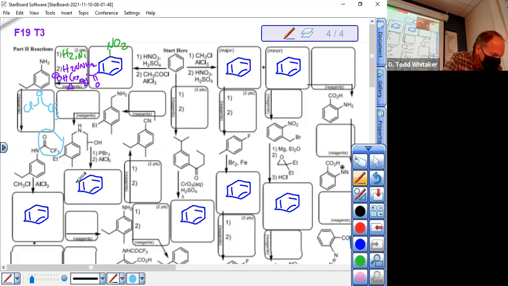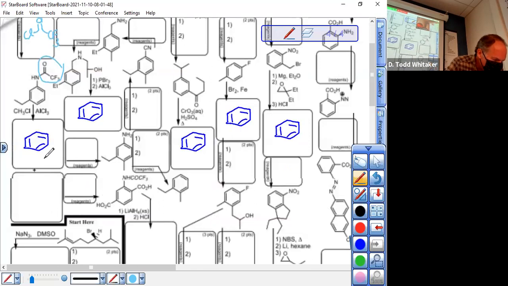All right, now we've got aluminum chloride. We're going to put a methyl group. Which of these two directors is more powerful is the question. And any nitrogen with a lone pair is more powerful than a hyperconjugating R group. So this is the ortho-para director that takes over right here. So you put a methyl group in the para position for major.